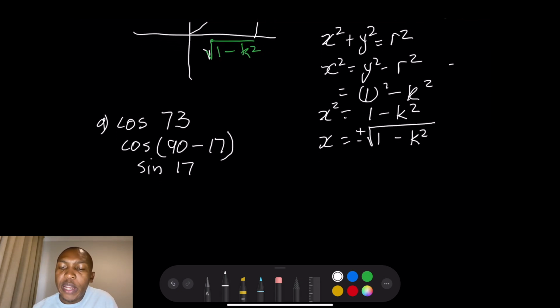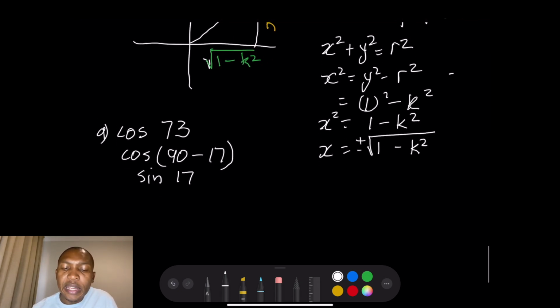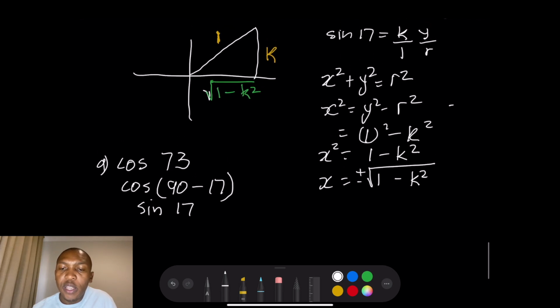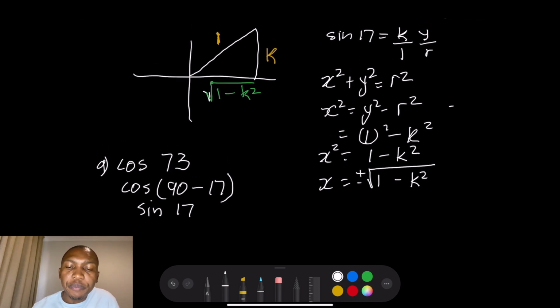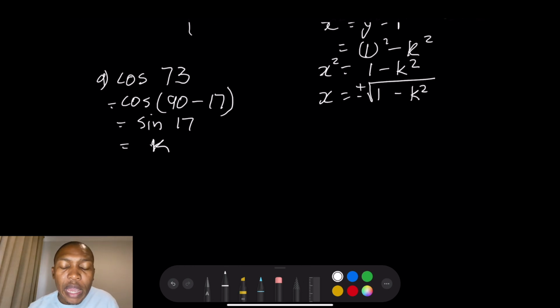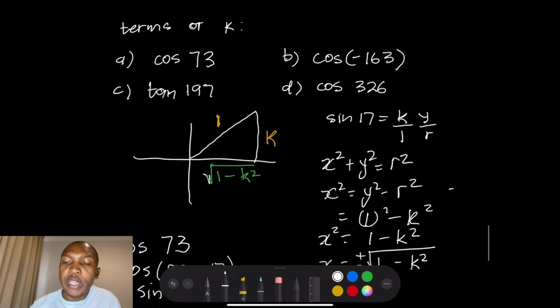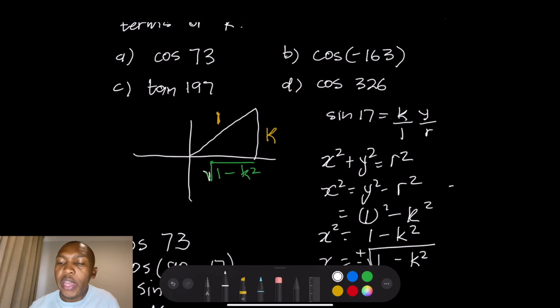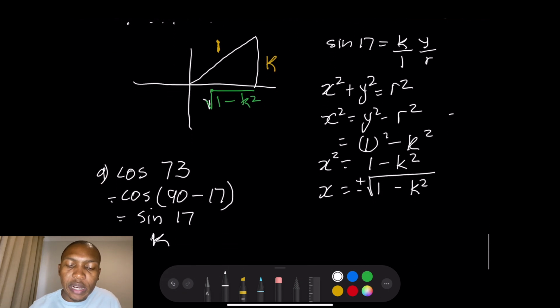So sine of 17, remember sine is y over r. So our y value is k and our r value is 1. So in this case, that will be equal to k. So this is just simply k when we simplify. And then let's go for the second one. So what do we have on the second one? They said cos of negative 163.